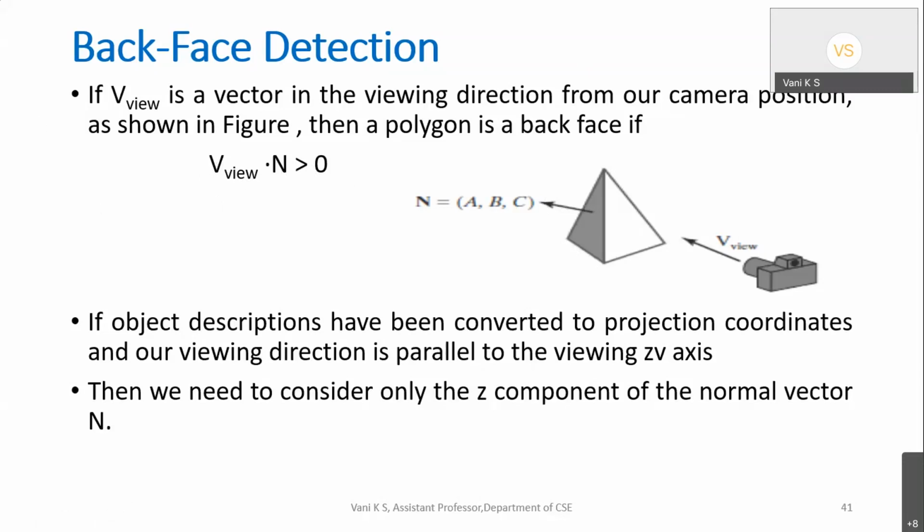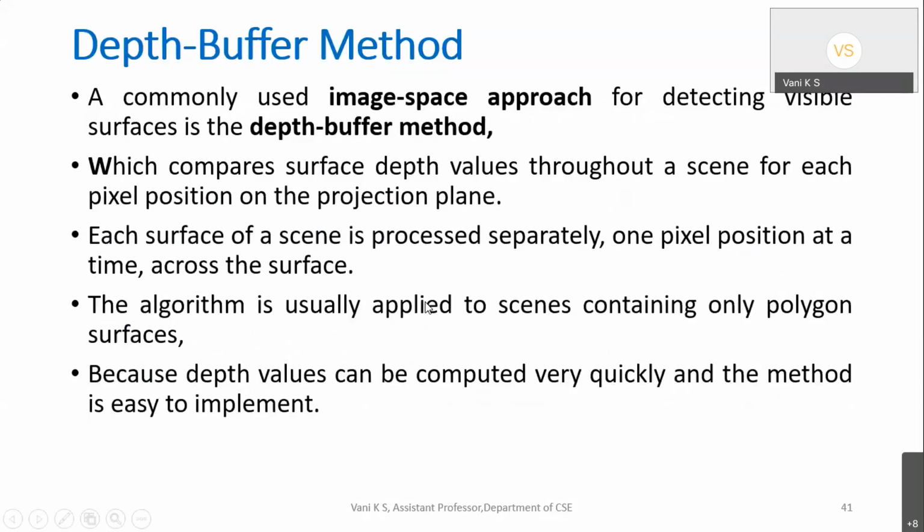So this is about the object-based method. That is, we conclude that the entire face is not required. We are not evaluating by pixel here. Maybe this part of the image is visible, but we conclude wholesale and remove this entire face itself. That is the object-based method. But for the image-based method, what is an example? The depth buffer method is an example.